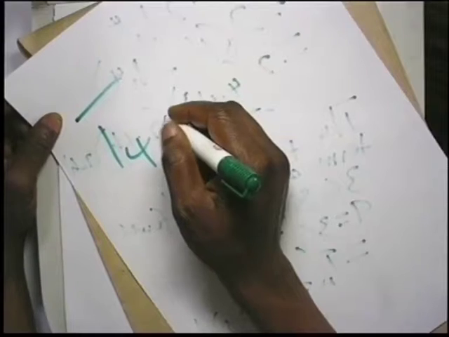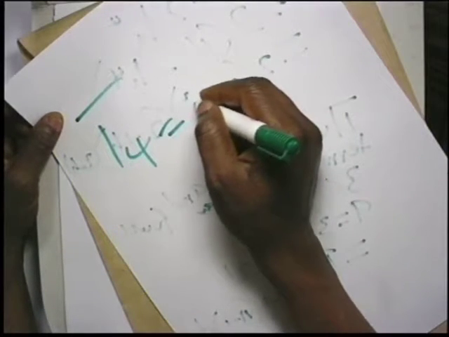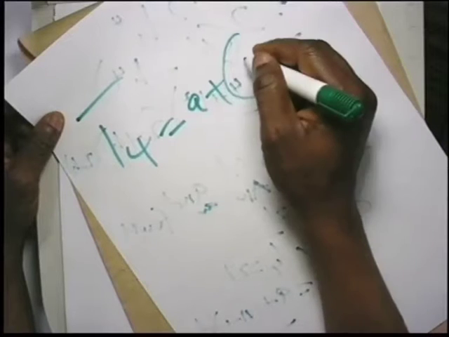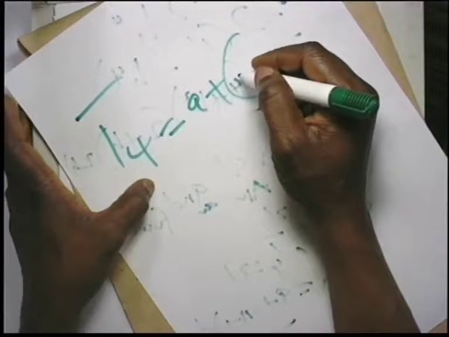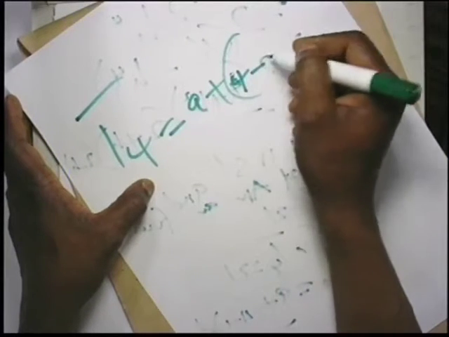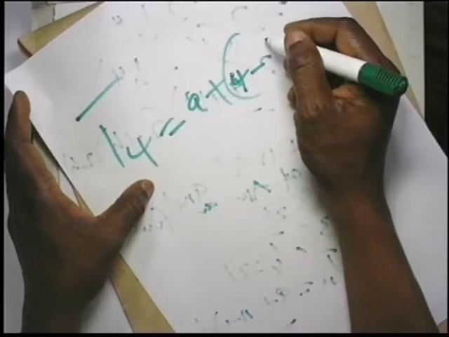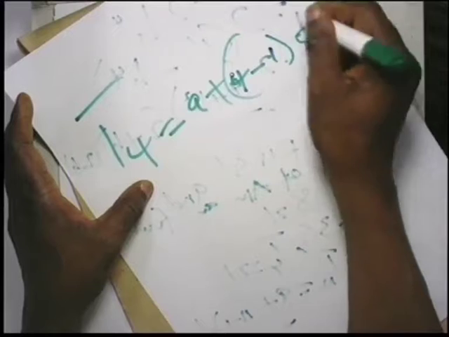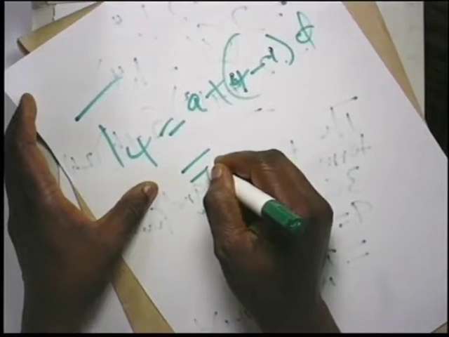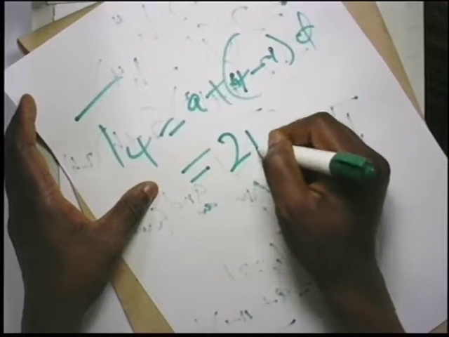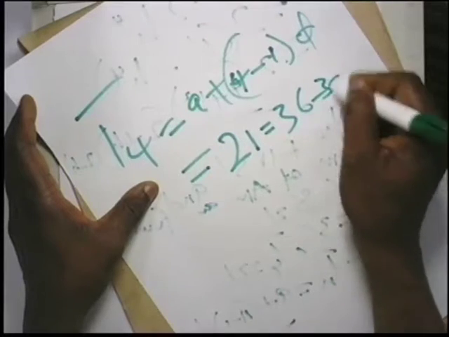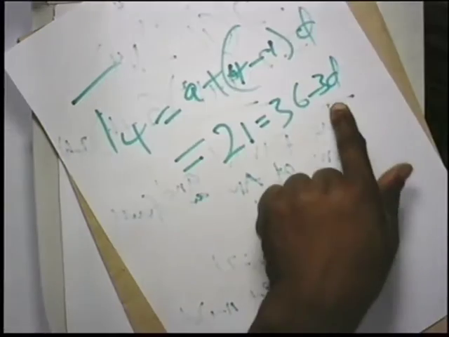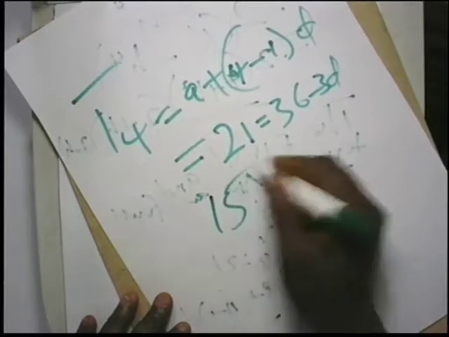T4, that is term 4, equals A plus, in bracket, what is our n? It is the fourth term. That will be 4 minus 1, times d. So the fourth term is 21, which equals 36 minus 3d. Then from there you can get your d, because by the time you deduct it, d will be 15 divided by 3.